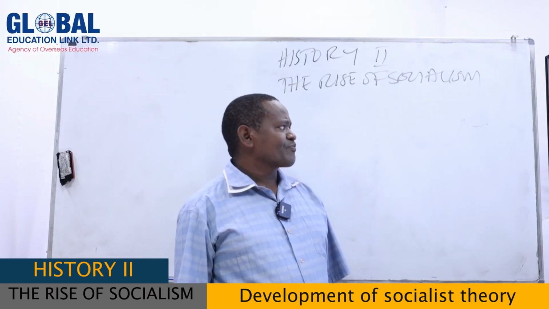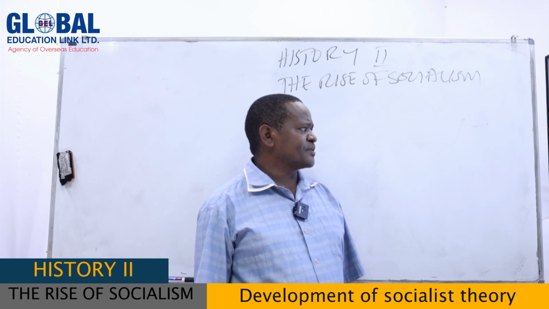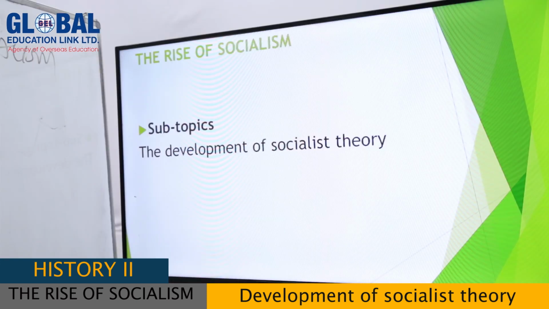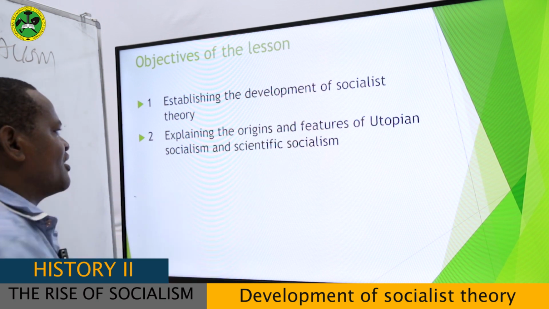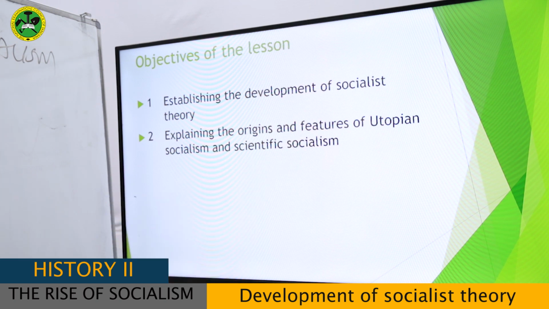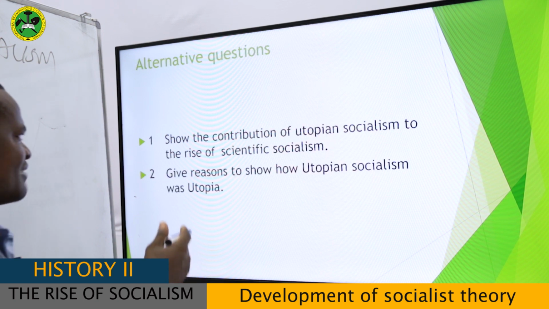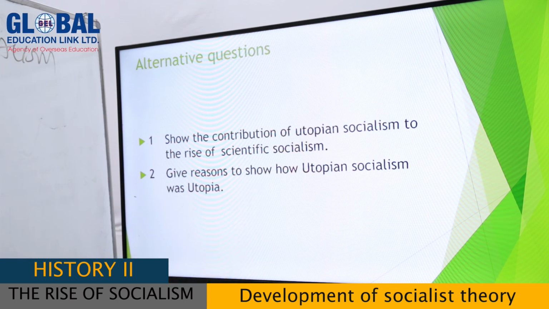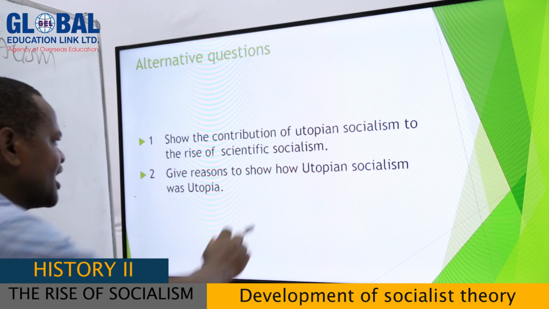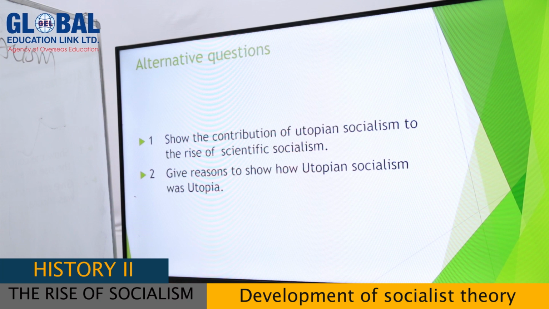My dear students, today we are going to focus on one subtopic, and this is development of socialist theory. We also have some objectives for the lesson. The first is establishing the development of socialist theory, and second is explaining the origin and future of utopian socialism and scientific socialism. At the end, you are going to answer these questions. Show the contribution of utopian socialism to the rise of scientific socialism. And the second is give reasons to show how utopian socialism was utopian.